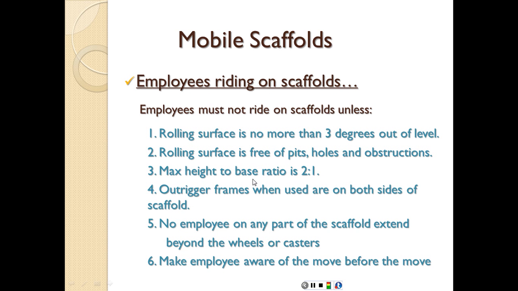The maximum height to base, as we agreed before, for a mobile scaffold is going to be 2 to 1. Outrigger frames, when used, are on both sides of the scaffold. No employee or any part of the scaffold should extend beyond the wheels or casters, because that's going to create a cantilever effect, which might cause destabilization and overturning of the scaffold. Make employees aware of the move before we move, so that they are alert and paying attention that the scaffold is going to be moved.